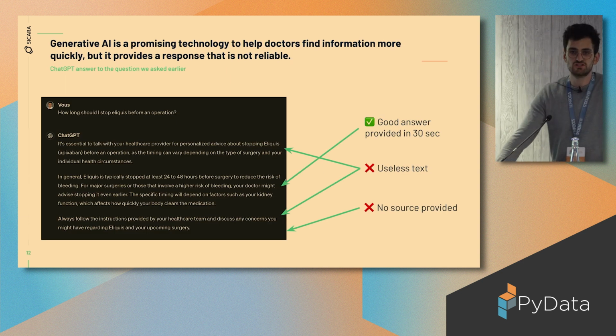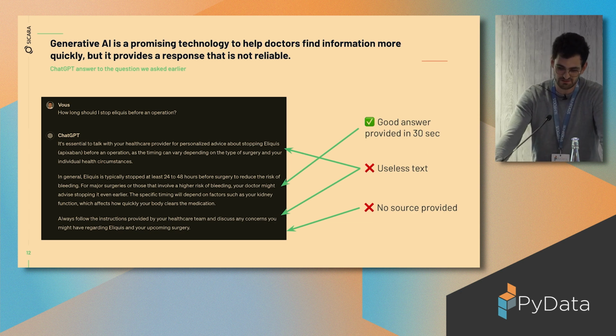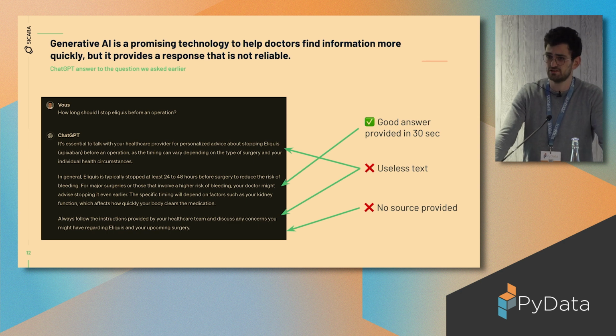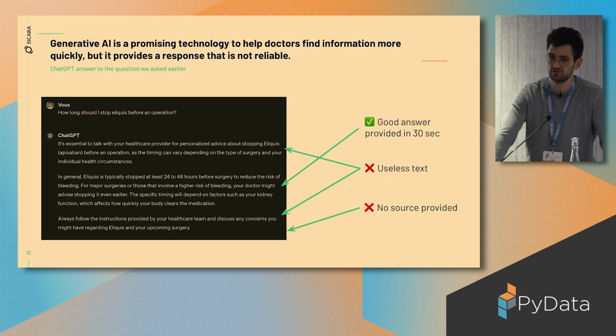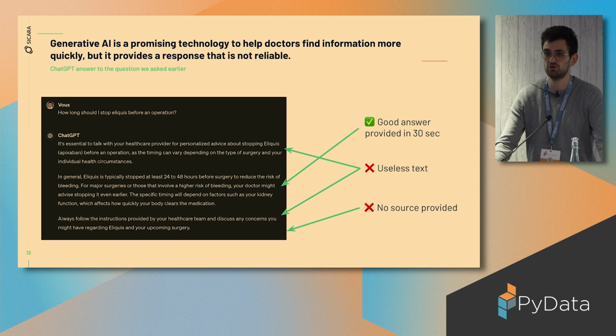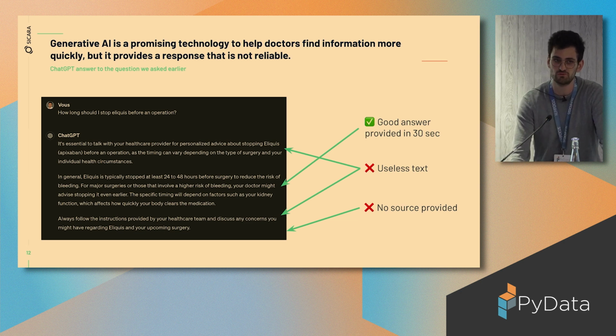To find such an answer, a first approach would be just to ask ChatGPT the question, and most of the time it does have the answer. The problem is that it puts a lot of useless text, and the sources are not provided. And even if it would cite its sources, you cannot really control them. So this is a problem to give something reliable to the doctors.